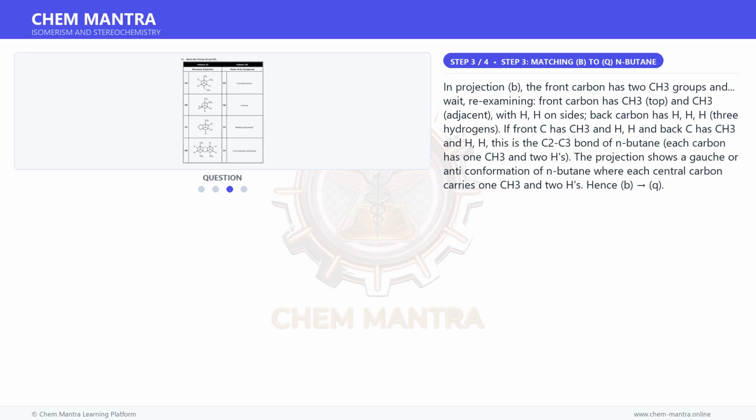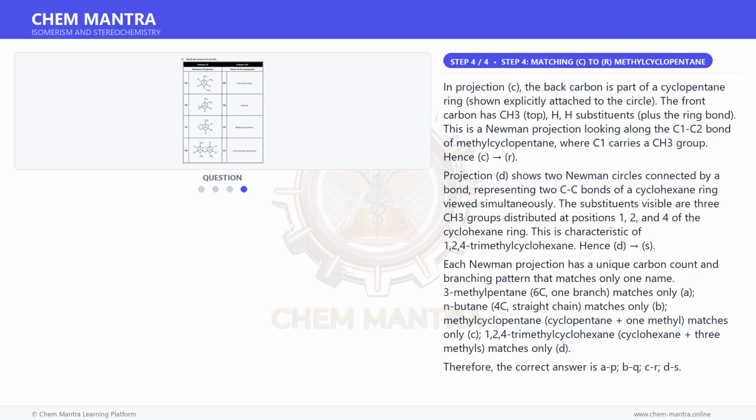In projection B, the front carbon has, wait, re-examining, front carbon has CH3 on top and H, H on the sides, and the back carbon has CH3 and H, H. This is the C2, C3 bond of n-butane, where each carbon has one CH3 and two H's. The projection shows a gauche or anti-conformation of n-butane where each central carbon carries one CH3 and two H's. Hence, B, Q. And for the final step.